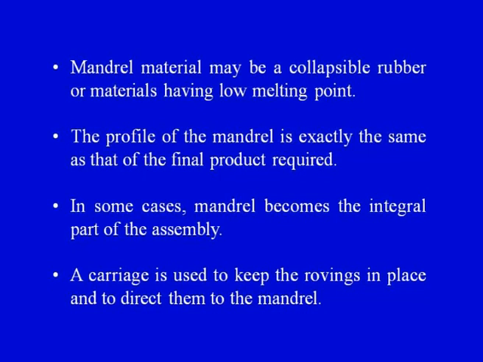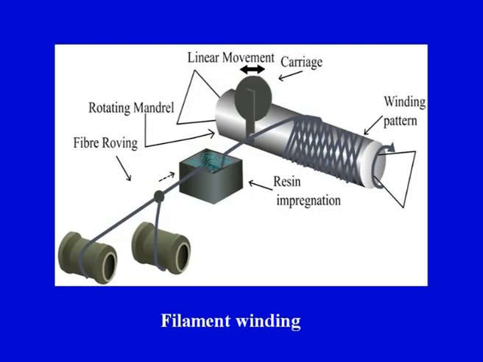A carriage is used to keep the rovings in place and to direct them to the mandrel. So, the fibers are controlled by the carriage, and the final supply to the mandrel is through the carriage, which we will try to understand with the help of a diagram. On your screen you can see a very simplistic representation of the filament winding process. If we understand this, we will be able to design a filament winding setup on our own.